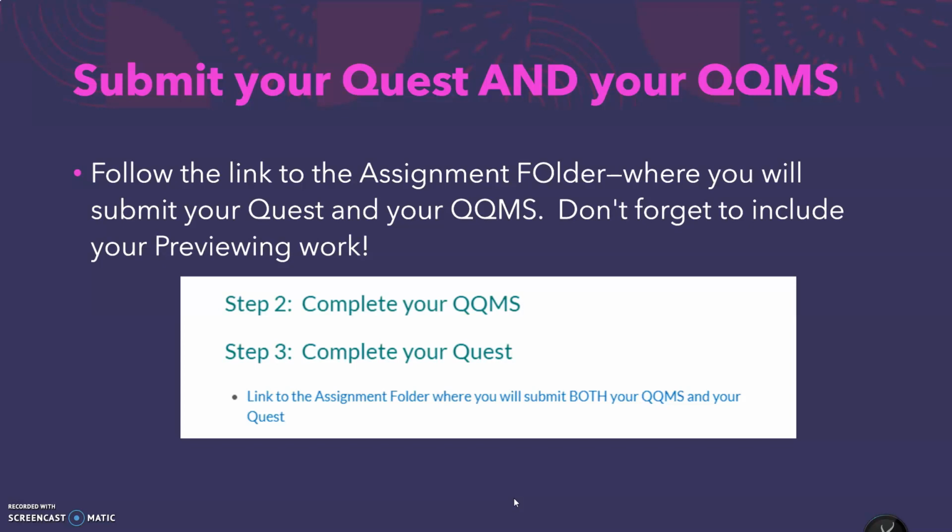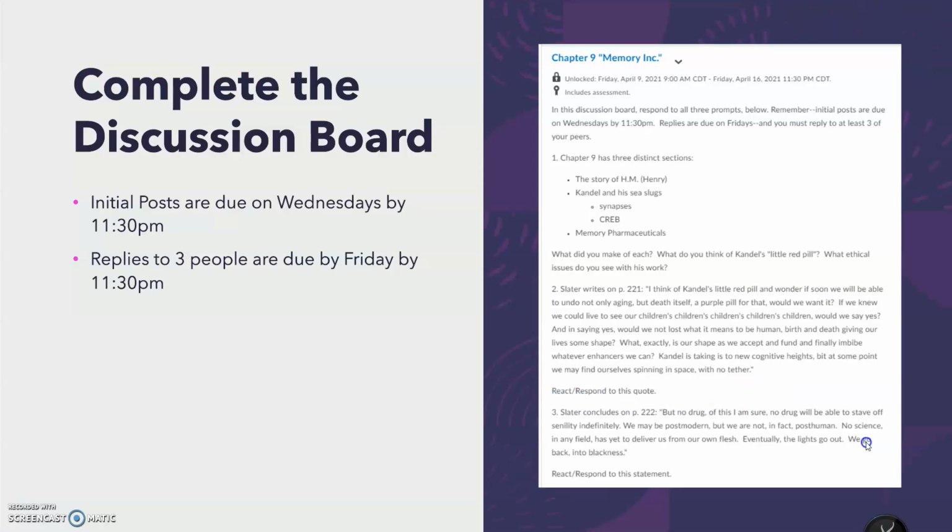So you are going to submit your quest and your QQMS together in the same assignment folder. You'll see in the web file that gives you this video, as well as all of the other steps, that the assignment folder is for both assignments, your QQMS and your quest. Don't forget, your QQMS must have that previewing work, and that must come first. So the previewing work, followed by the QQMS, followed by the quest. Those are the 3 components that need to be submitted into this assignment folder.